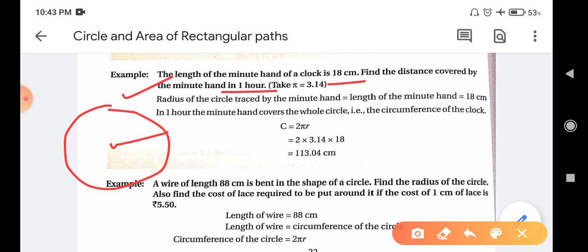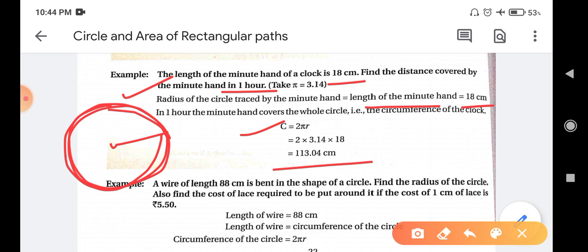In 1 hour, it will cover one circle. It will cover the full circle. Okay. So we have to find the circumference. That means it will be equal to the circumference of the circle. So radius of the circle traced by the minute hand will be equal to length of the minute hand, which is 18. In one hour, the minute hand will cover the whole circle, that is circumference of this clock, and circumference is 2 pi r. Then put the value of radius and pi, then you will get your answer.